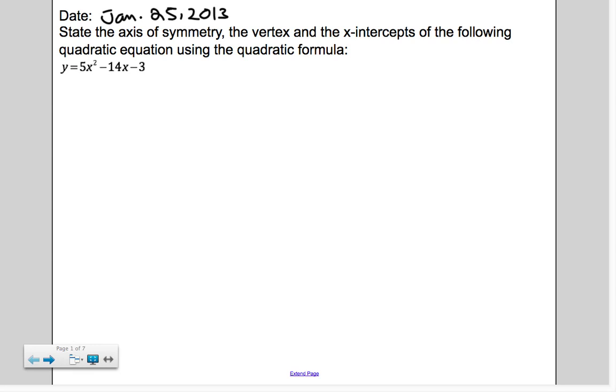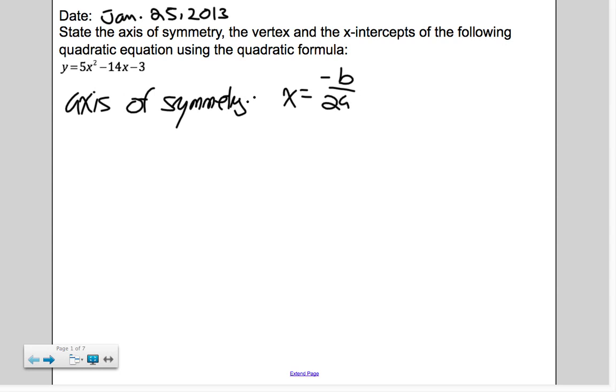Now, in those notes, it said you can actually figure out the axis of symmetry through this formula: x equals minus b over 2a. That's derived from the quadratic formula. And if I had time to prove that to you, I would have pointed it out and highlighted it. So minus b over 2a actually gives you the axis of symmetry.